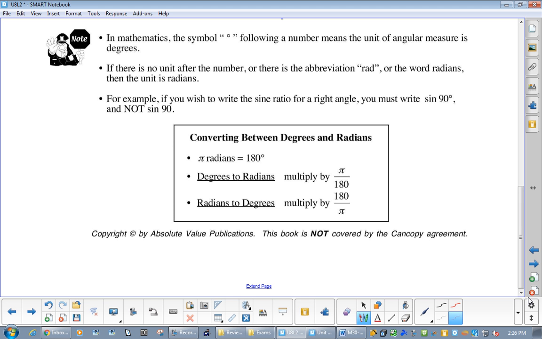So as you can see, pi radians equals 180 degrees. Remember, that's 3.14 pieces of pi, right? A radian is a piece of pi. So 3.14 pieces of pi makes up 180 degrees. There's a formula we can use: if you want to convert from degrees to radians, multiply by pi over 180. And if you want to convert from radians to degrees, you multiply by 180 over pi.